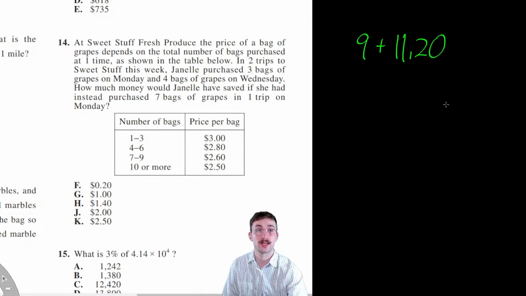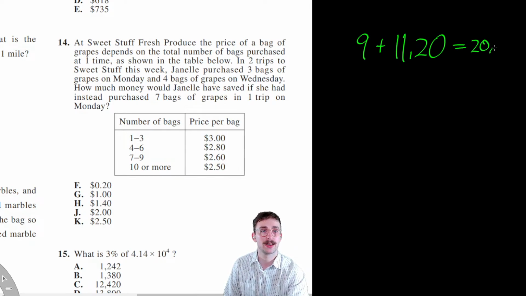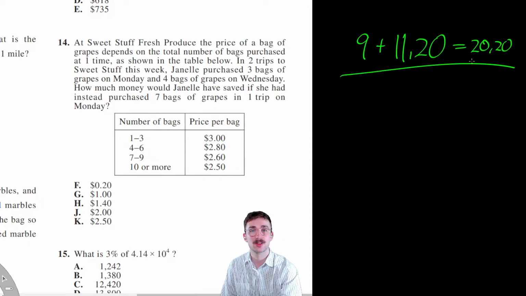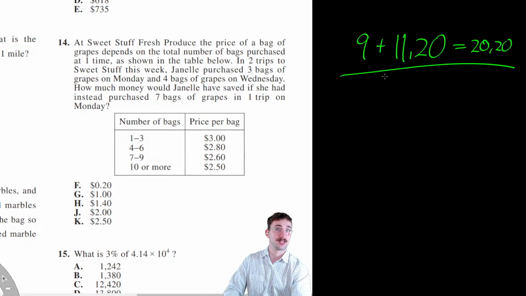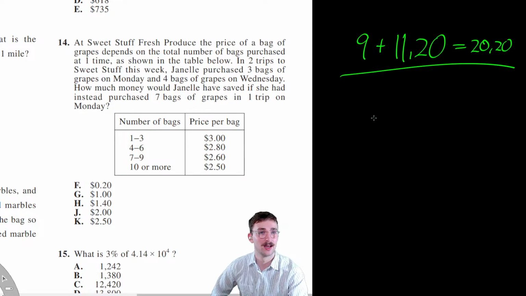How much money would she have? Okay, so that's how much she spent doing 2 separate trips. So that's 2020. Hindsight's 2020, Janelle. That's her name, right? Can't find her name all of a sudden. There it is. Okay, so 2020 is how much she spent Monday and Wednesday.